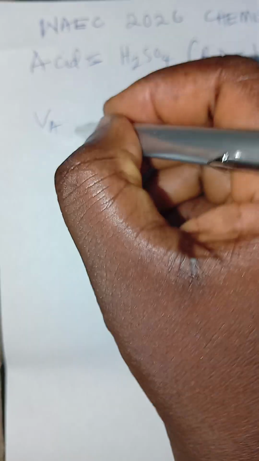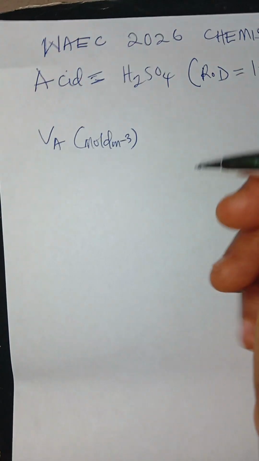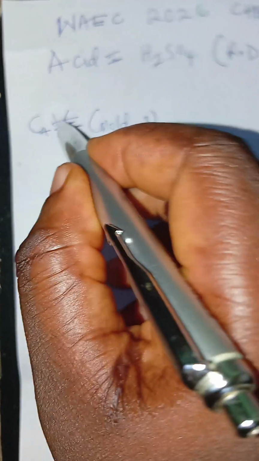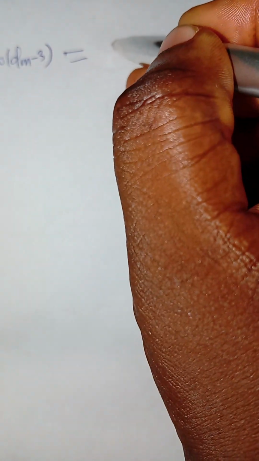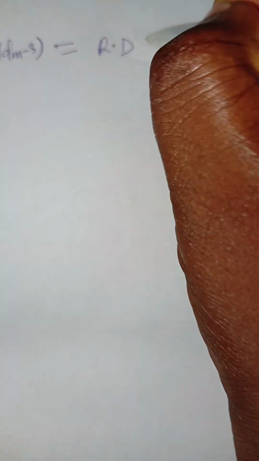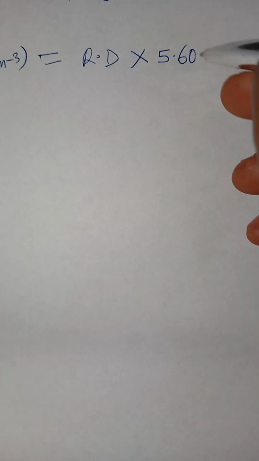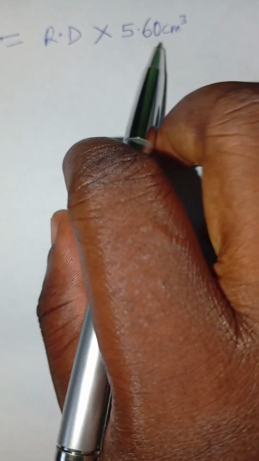Let's get the concentration of the acid in mole per dm cube, not the volume of the acid, please. The formula to use is relative density multiplied by the volume. Remember, in the paper provided by WAEC, they said this volume should be made up to 1000 cm3, which is 1 dm cube.